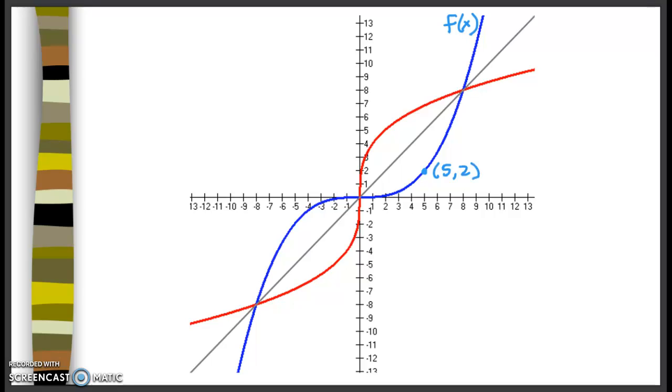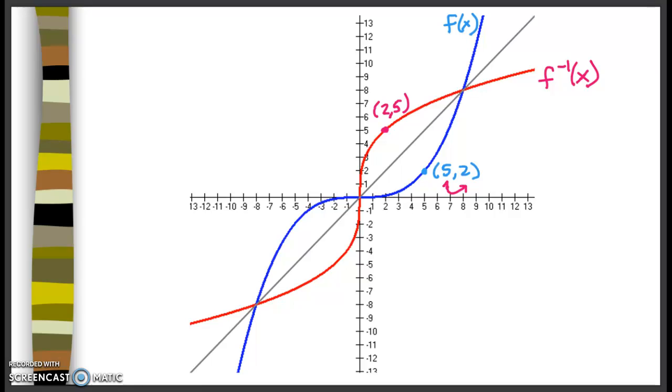Let's look at the red function, which we'll call f inverse, because it is a reflection across this line y equals x. If we were to swap the x and y values of this point, we would get the point 2, 5, and we would expect that point to be on our inverse. 2, 5 is right here, which is on our inverse function.